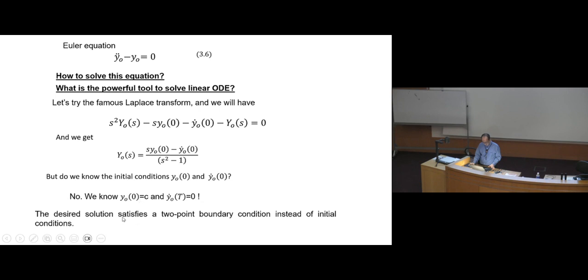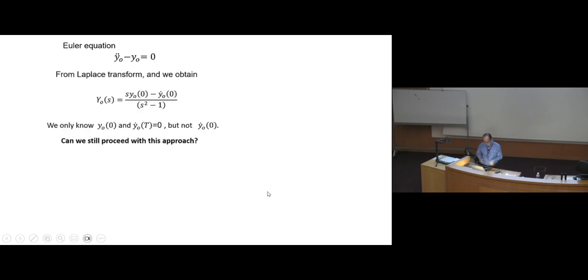So actually, the solution satisfies a two-point boundary condition instead of our initial conditions. So this is where we are. When we use the Laplace transform, we have a problem, right? But can we still proceed with this method? Can we still use the Laplace transform, even though we don't know the value of y dot 0?